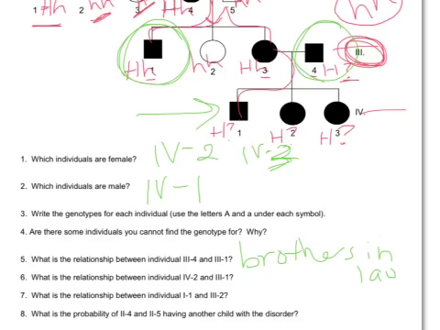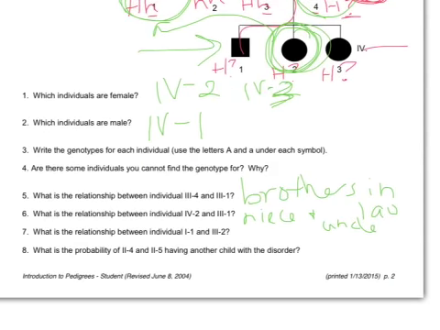Okay, if we did one more, individual 4, 2, and individual 3, 1. Individual 4, 2, that's this person here, and individual 3, 1, that's that guy over there. So their relationship is, the first individual was individual 4, 2, so that is the niece and uncle. Okay, and any other relationship questions you guys will do on your own. I think you can handle that by yourself.